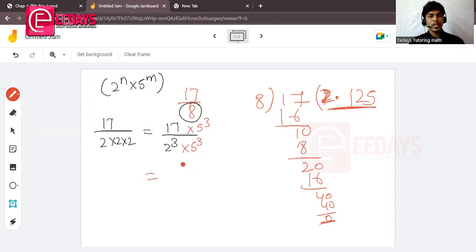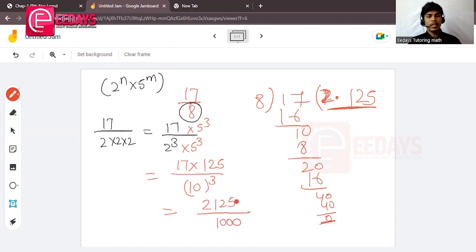So you'll get 2 into 5, 10, 10 whole cube in the denominator, and 17 into 5 cube in the numerator. 5 cube is nothing but 125. If you multiply 17 into 125, you'll get 2125. So 2125 by 1000. After the decimal, you just write like this, 2125 by 1000. You just convert into decimal fraction, you'll get 2.125. I hope everyone understood.